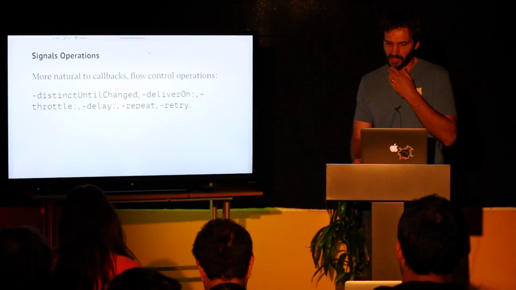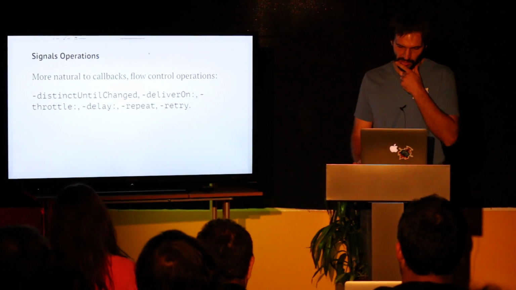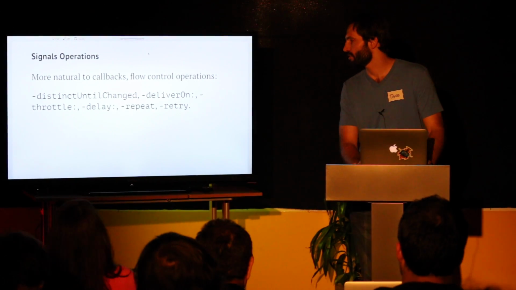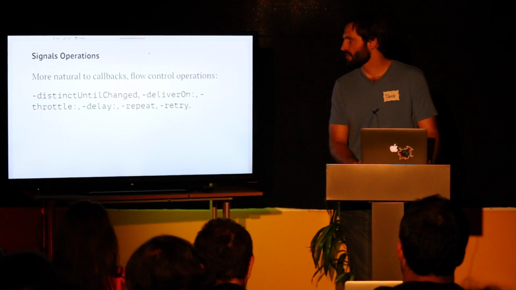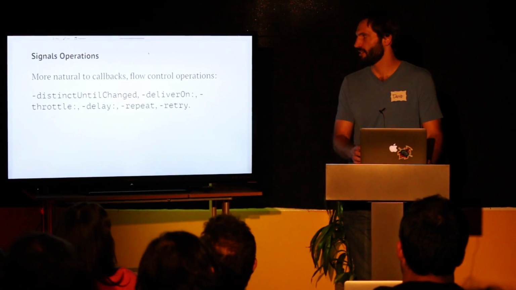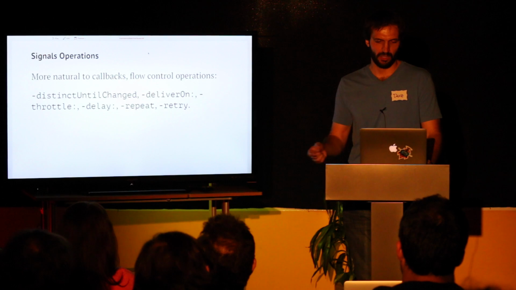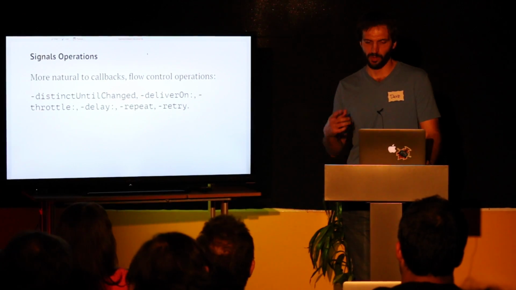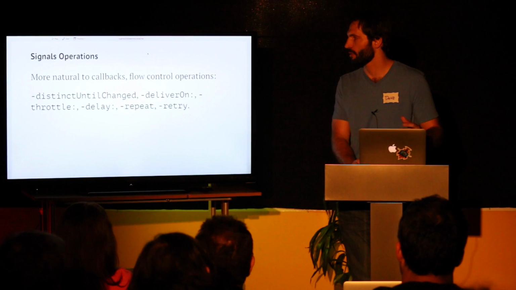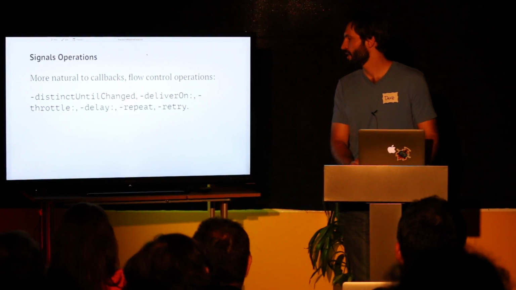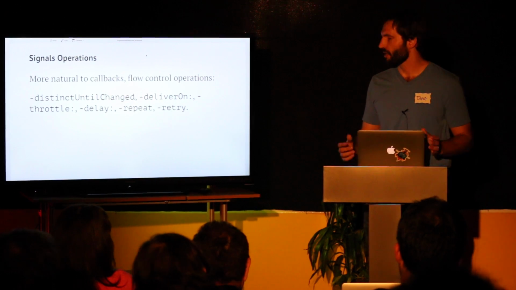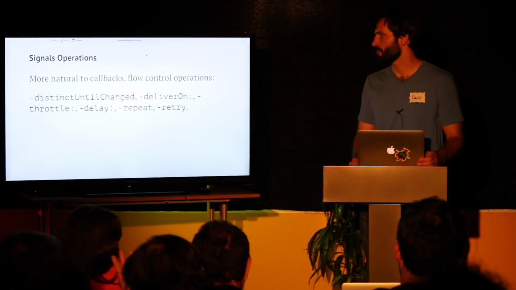But there are other things that we can do on signals that aren't data structure operations, that are more flow control. So distinct until changed. You can say, I don't want this signal to tell any of the subscribers about events until the event is new. So if some signal sends 5 over and over again, we won't get notified as a subscriber until 6 comes or some other different value comes. Deliver on, I referenced that as something that we all kind of do, where you deliver it on to some queue.